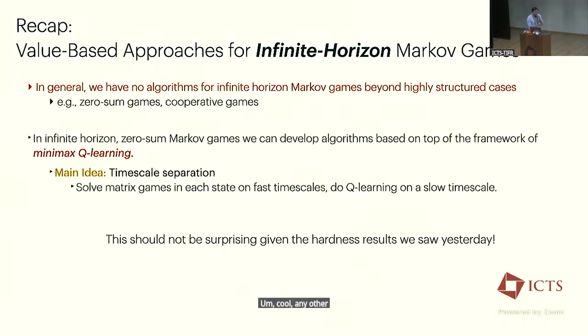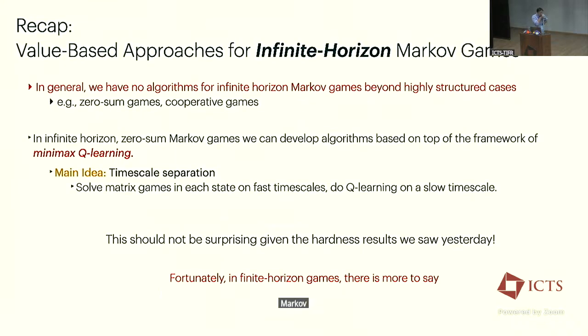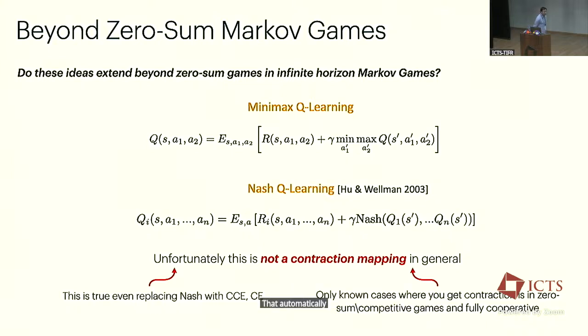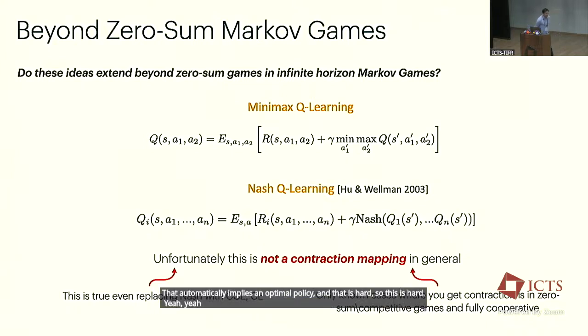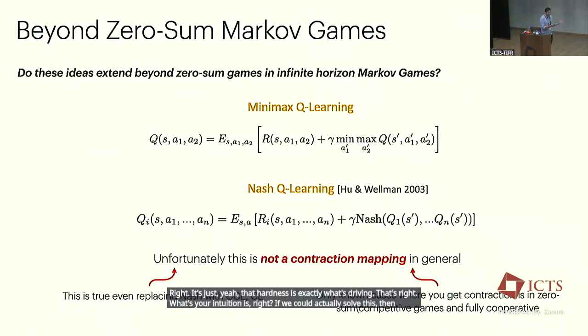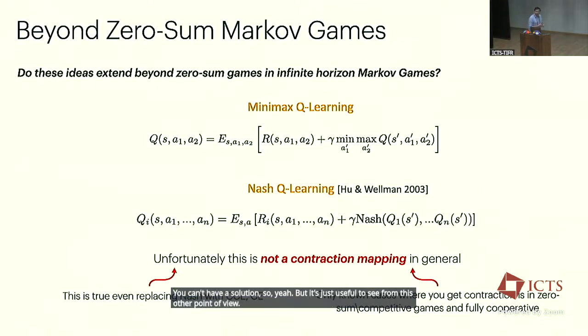Cool. Any other questions? Yesterday we saw that finding the optimal policy in Markov games was PPAD hard. Is that why this is hard? Because if you can solve Q learning fast, that automatically implies an optimal policy, and that is hard. So this is hard. Yeah, exactly. So there's no free lunch, right? That hardness is exactly what's driving this. Your intuition is right. If we could actually solve this, then we would have a solution, and we can't have a solution. But it's just useful to see from this other point of view. Great. Any other questions?